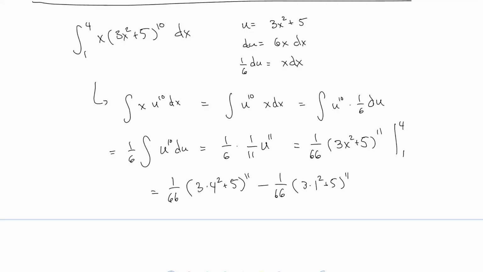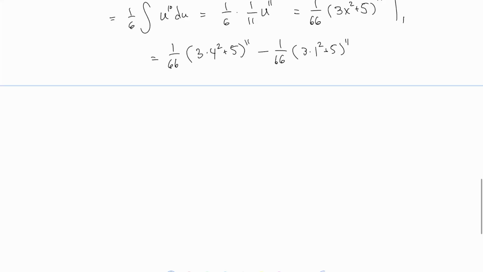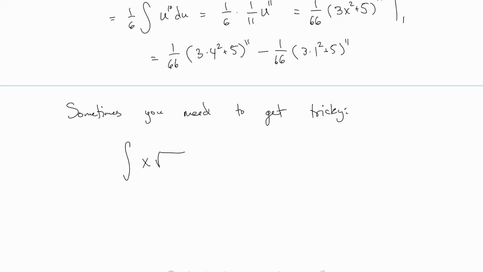No big deal. Okay, one last thing, which is, I suppose, kind of a big deal. Sometimes you need to do some extra fancy tricks. Sometimes you need to get tricky. Here's an example. How about that? X times square root x plus 1. You got an idea? No.